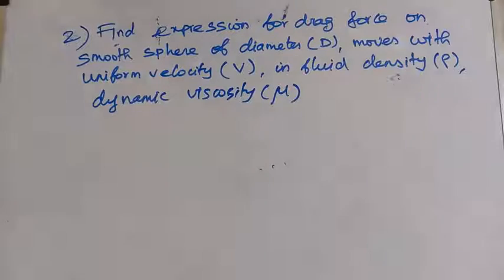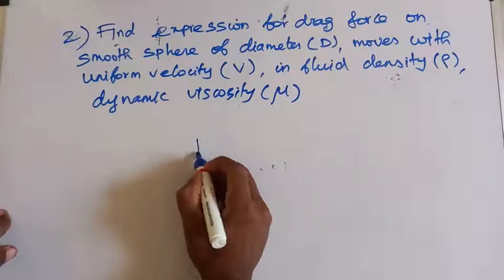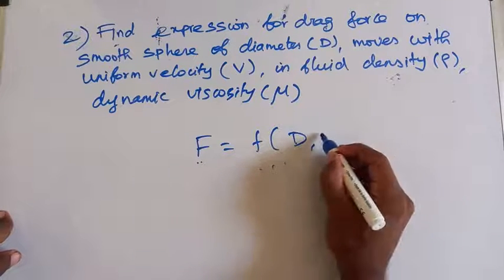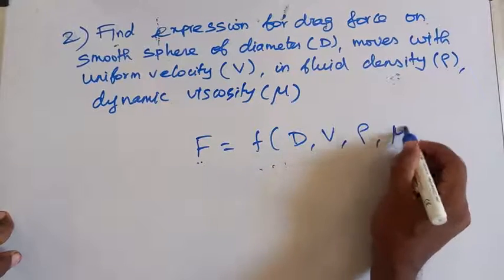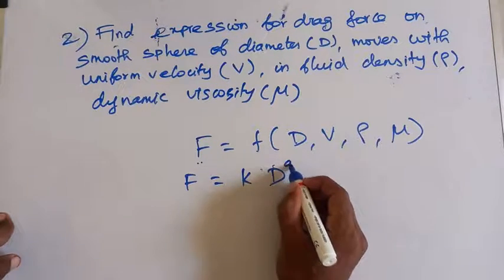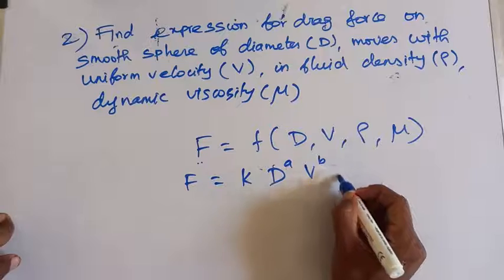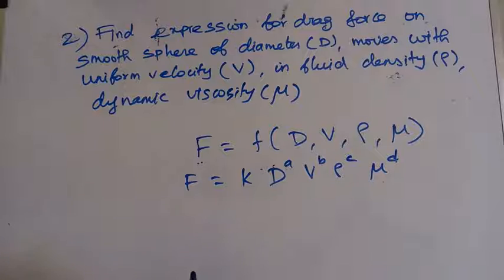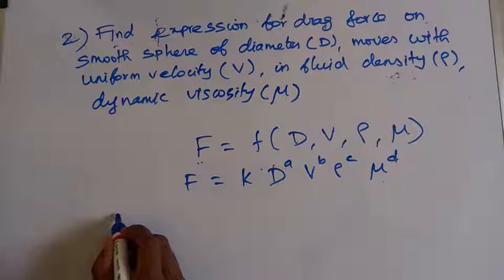In problem 2, they are asking to find expression for drag force on smooth sphere of diameter capital D and moves with uniform velocity capital V in a fluid of density rho and dynamic viscosity mu. They are asking for drag force. I am taking drag force capital F as a function of diameter, velocity, density, dynamic viscosity. Now I am writing this as some constant times D power a, V power b, rho power c, mu power d. Now I have to write dimensions for F.